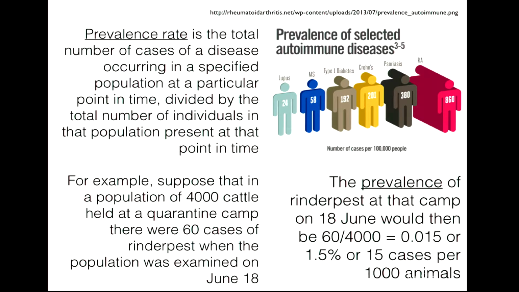So another example, a more specific example to put in numbers, is that suppose you have a population of 4,000 cattle at a quarantine camp, and there were 60 cases of rinderpest when the population was examined on June 18th. So the prevalence of rinderpest on that particular day, June 18th, would then be 60 divided by 4,000, which is 0.015 or 1.5%, or 15 cases per 1,000 animals, which is a simpler way of specifying the prevalence.